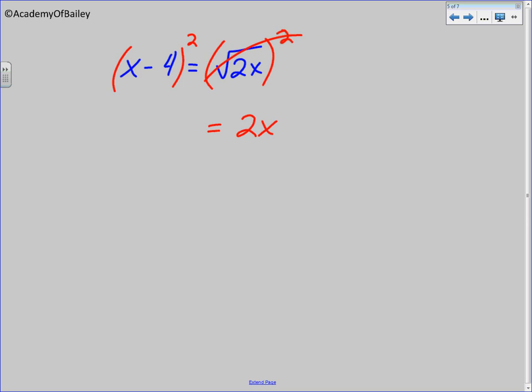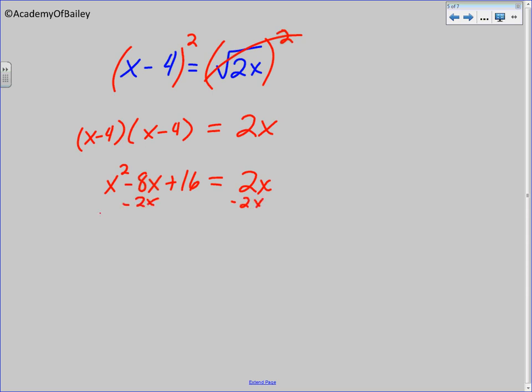now if we have x minus 4 squared, that's x minus 4 times x minus 4, which then is x squared minus 8x plus 16 after you multiply those binomials. In order to solve this, we have to get it set equal to 0. So subtract this 2x from both sides. So we have x squared minus 10x plus 16 is equal to 0.